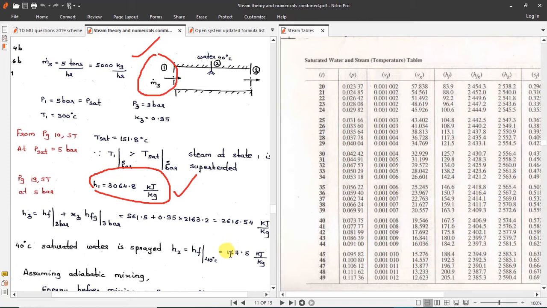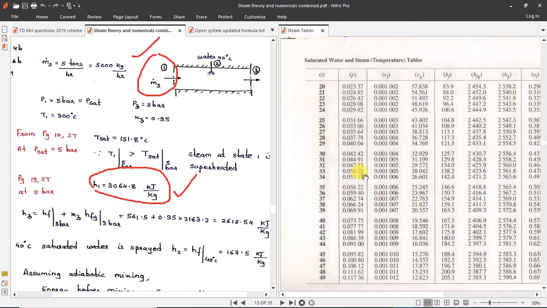Now point 3. Point 3 is which type of steam? Wet steam. It is given in the question. X3 is 0.95. How to calculate enthalpy? HF plus X HFG. So for point 3, what is the pressure? It is 3 bar. So HF at 3 bar plus X3 HFG at 3 bar.